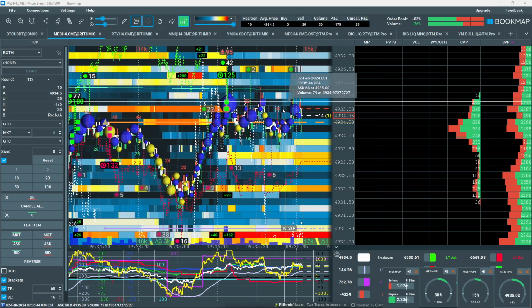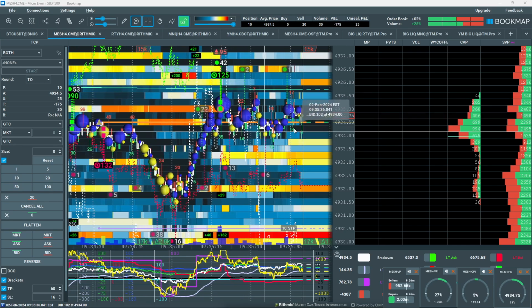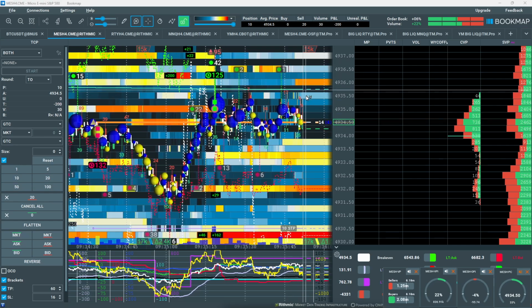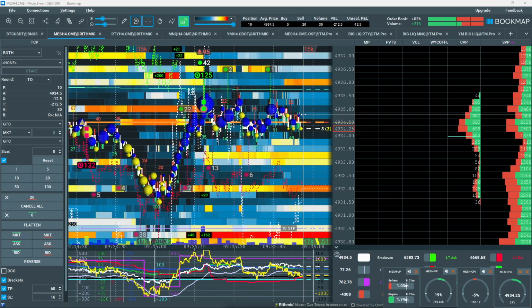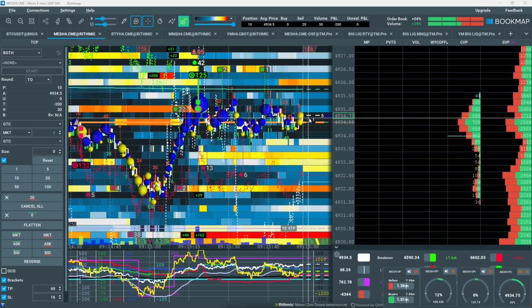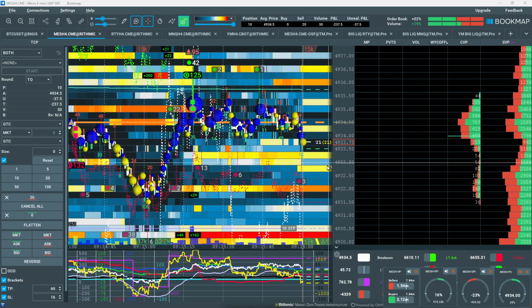Alright, we got solid buying in here. More buying than selling. But we gotta move up though. Because if you see a lot of clusters of buying with no movement, that means that sellers are absorbing that price action.